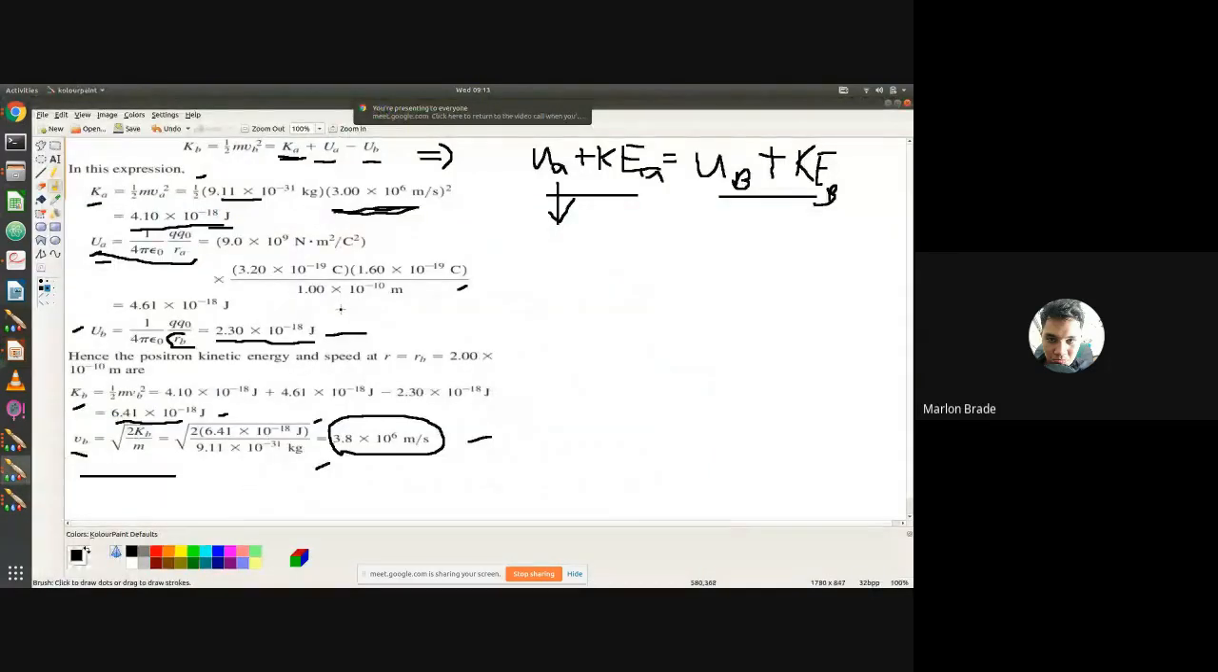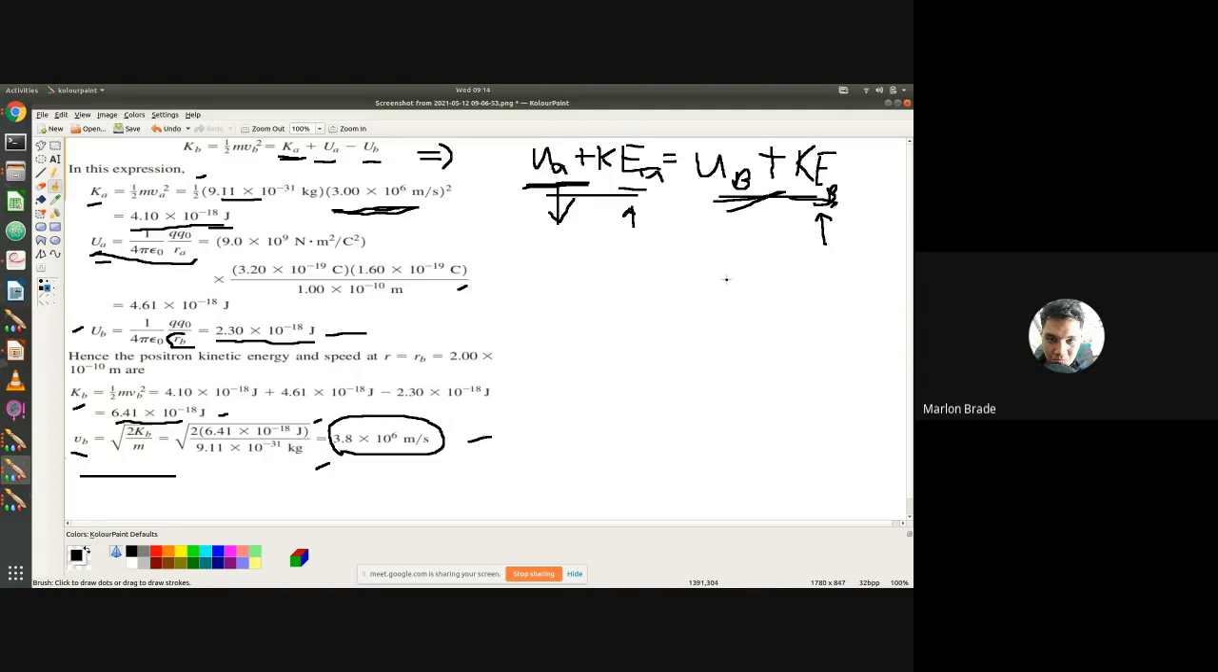So the potential energy is smaller, no? Remember, if the kinetic energy at the start is smaller than the kinetic energy at the final state, with the final velocity, therefore the potential energy is larger at the start. And vice versa, it's the opposite.